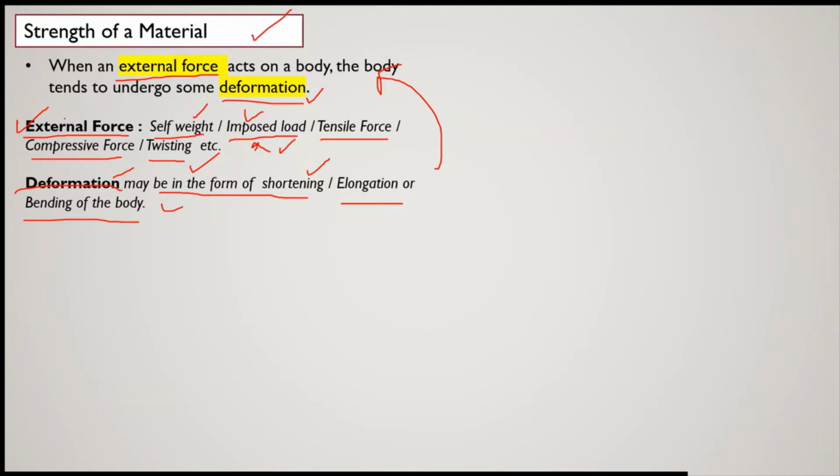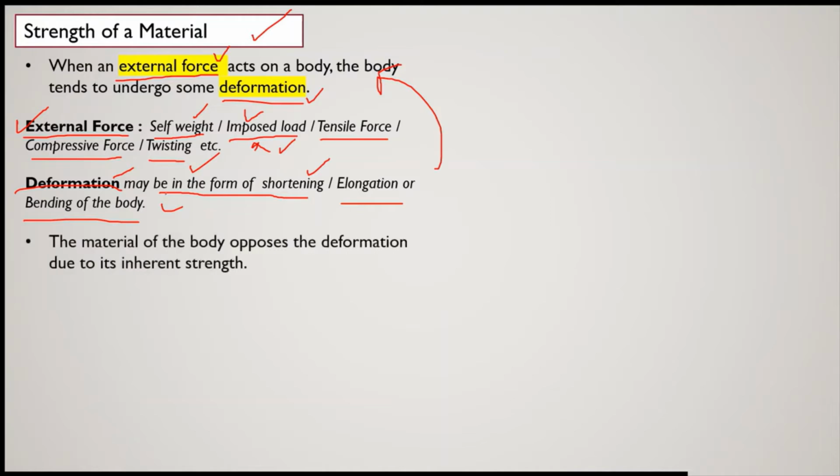So it is very clear from these three paragraphs that when some external force is acting on a body, it can cause deformation. What type of deformation, we will explain later. Now, the material of the body opposes the deformation due to its inherent strength.